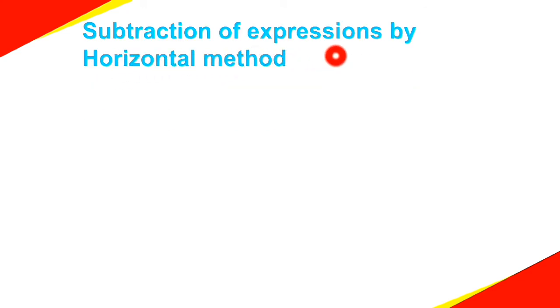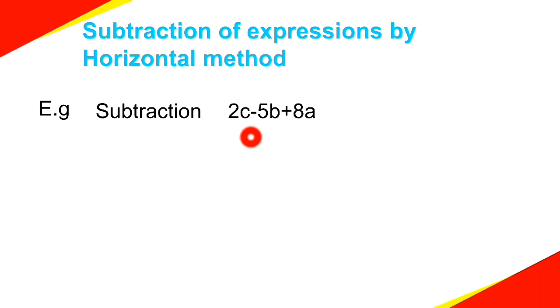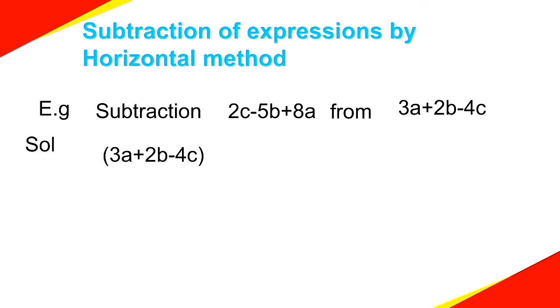Subtraction of expressions by horizontal method. We are going to solve an example. Subtract 2c minus 5b plus 8a from 3a plus 2b minus 4c. Now we are going to solve. The second term will come first, that is, open the bracket, 3a plus 2b minus 4c. To avoid confusion, we are going to keep brackets. Okay. So subtract, and again open bracket, 2c minus 5b plus 8a.